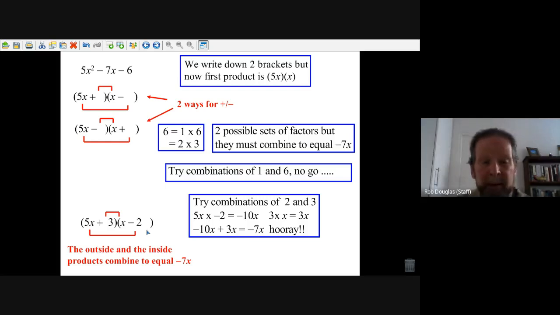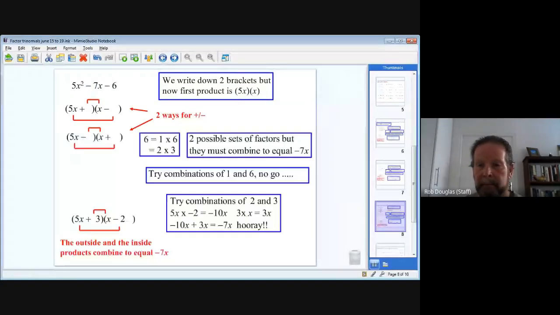Well, that combination works. The way I do it is I try different combinations, but it's not just random numbers. It's the factors of 6 that I try in different places. And then I get the combination that works. So there it is, 5x plus 3 times x minus 2. So that's it for today.